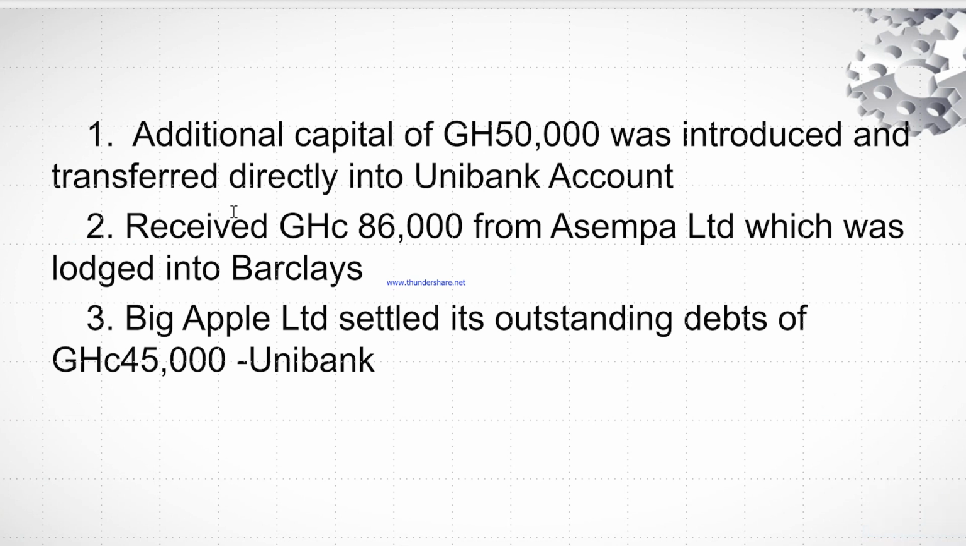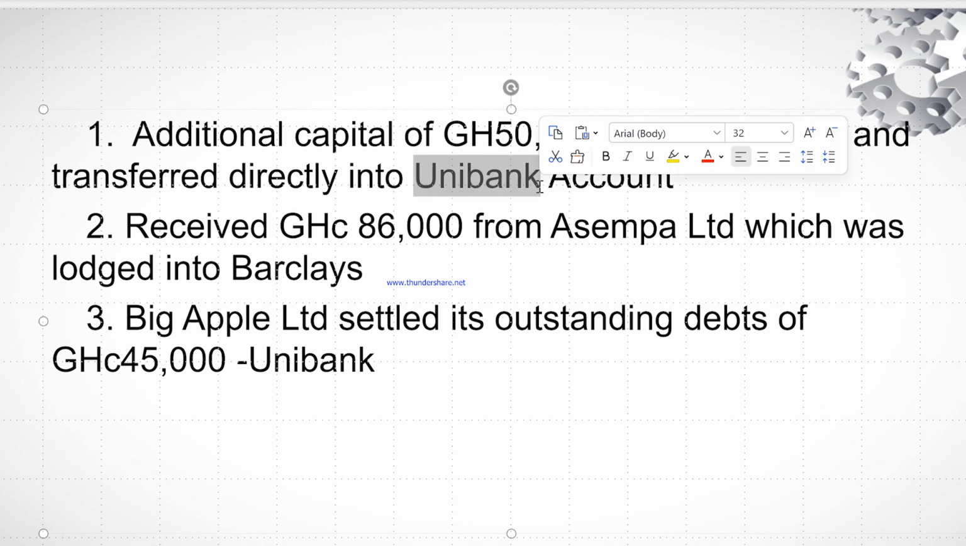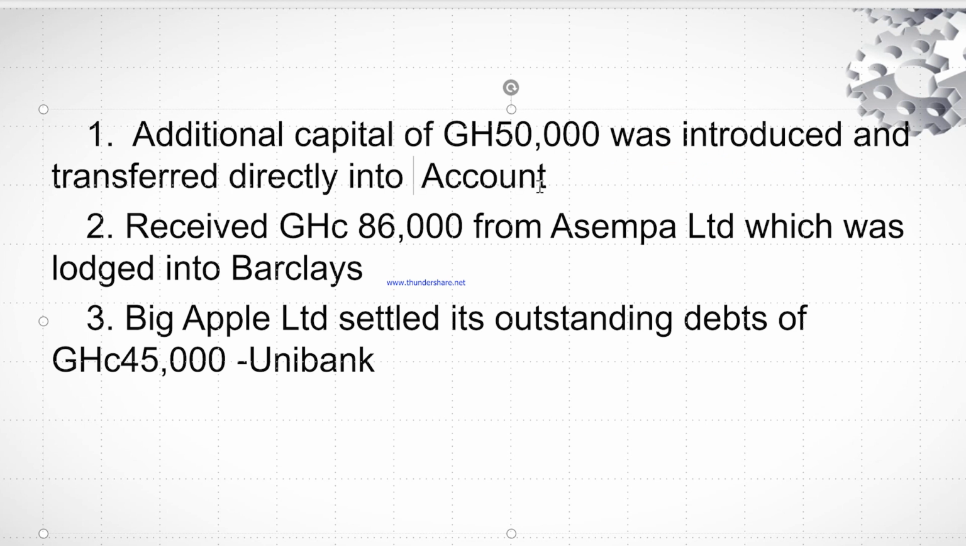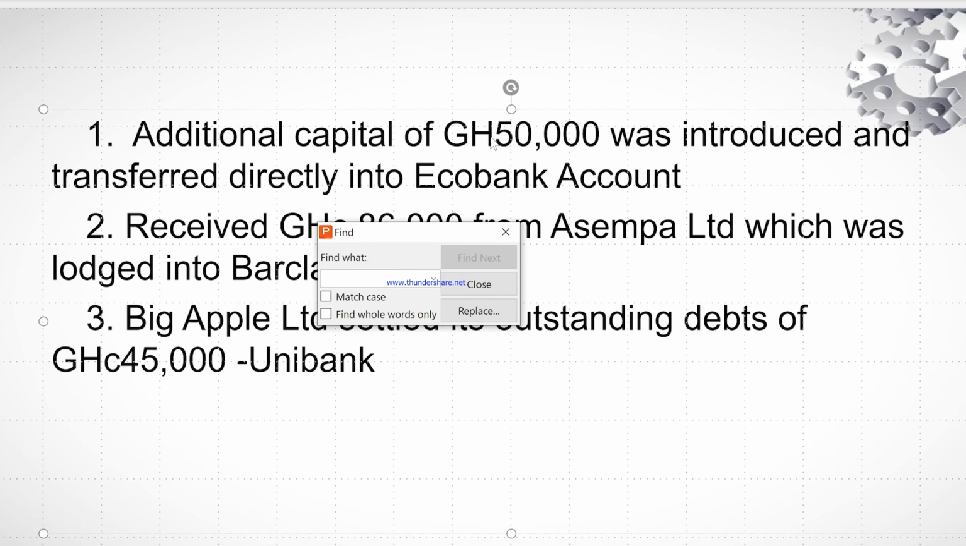Okay, so our first transaction is additional capital of 50,000 was introduced and transferred directly into Unibank account. So Unibank, let's name it EcoBank, right? We are dealing with EcoBank. In case you have Unibank, you record your Unibank account, but we are going to use EcoBank. And we are changing from Ghana cedis to the US dollars. So we are changing all the Ghana cedis to US dollars.